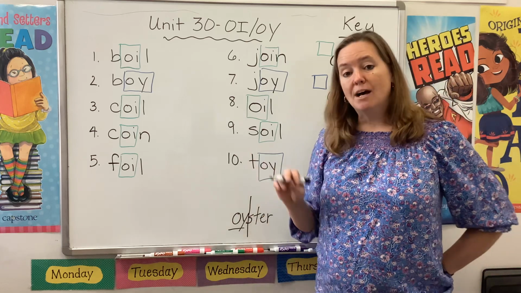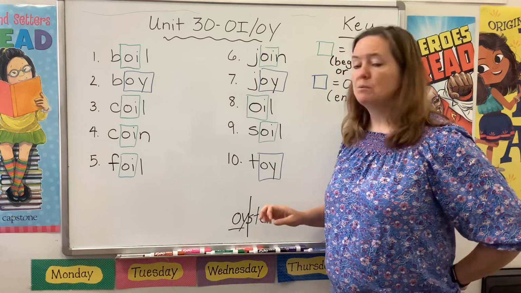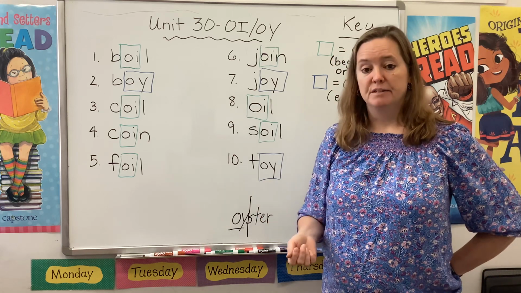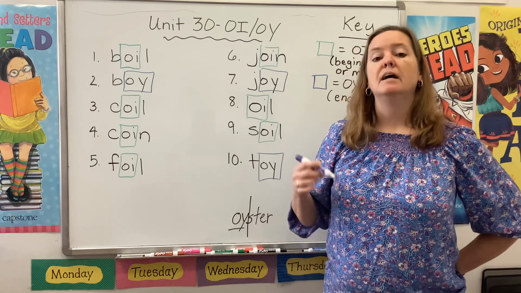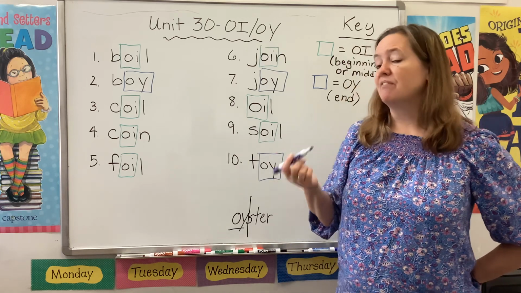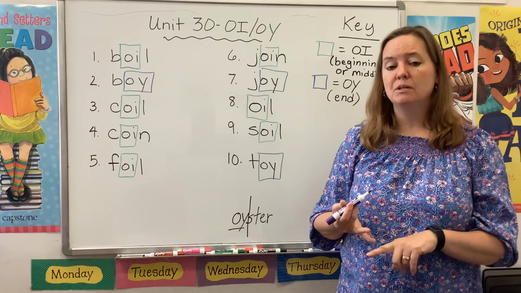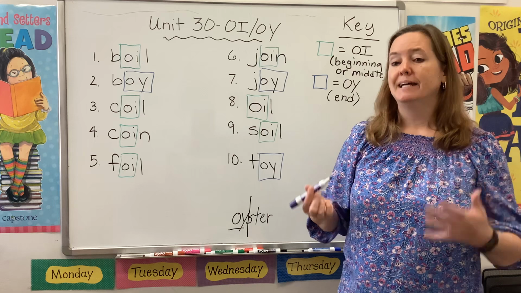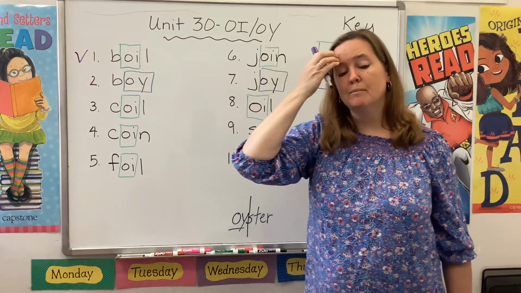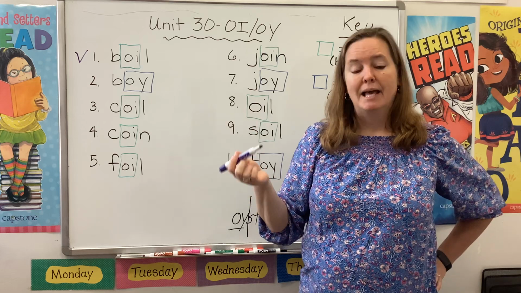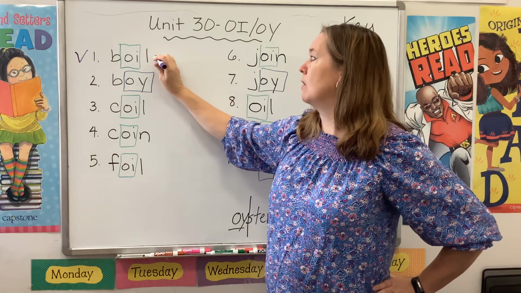Okay, so now let's make sure we know what all of our words mean. And to do that, we're going to label them by part of speech. So the first kind of word we're looking for is a verb. Remember, verbs are action words. If it's something you can do or an animal can do or the weather can do, it is a verb. So let's put a V for verb next to boil. When you boil food, you cook it in hot water.